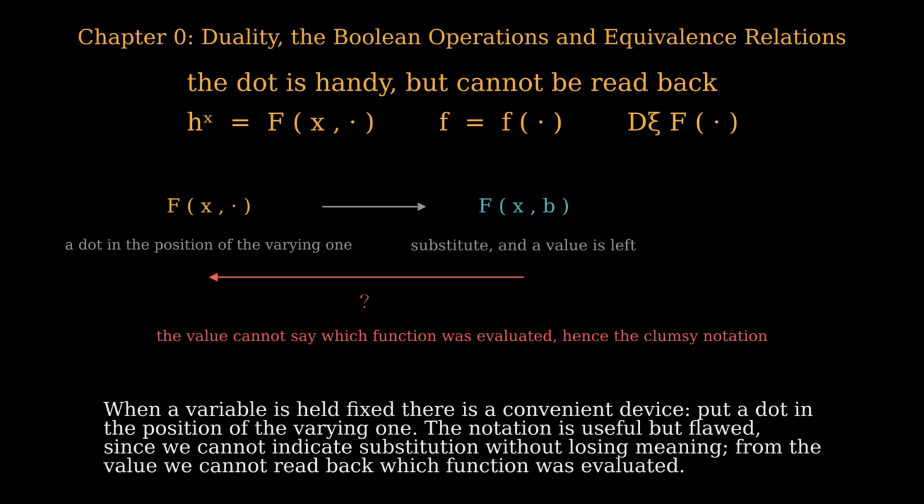When a variable is held fixed, there is a convenient device. Put a dot in the position of the varying one. The notation is useful but flawed, since we cannot indicate substitution without losing meaning. From the value, we cannot read back which function was evaluated.